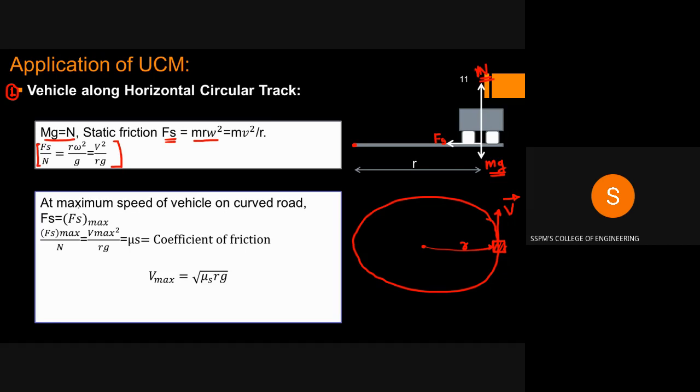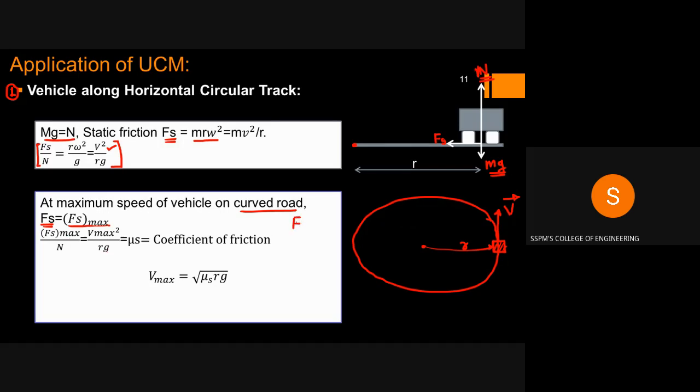So for the maximum speed or the safe speed, at maximum speed of the vehicle on the curved road, the fs, that is the static friction, will reach its limiting value. Okay, so this limiting value is nothing but the fmax value. So replace this fs by the maximum value or the limiting value. So it is fmax upon N, which is equal to vmax square, the maximum velocity, upon rg.